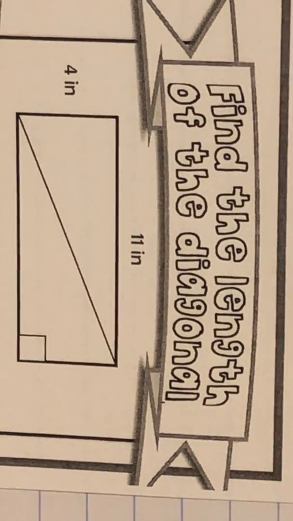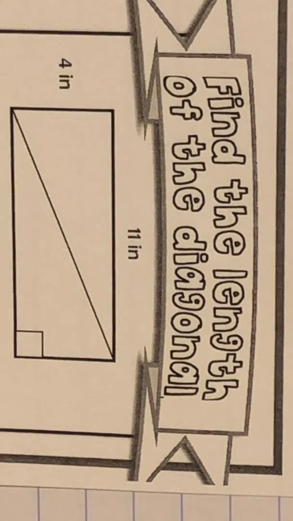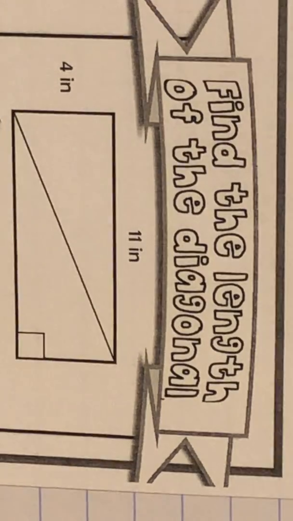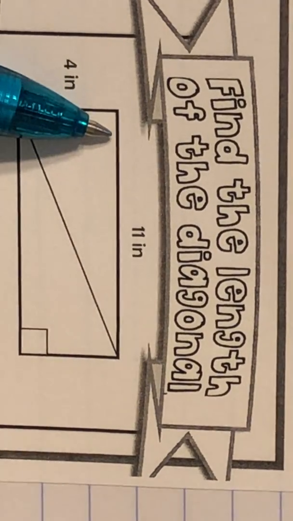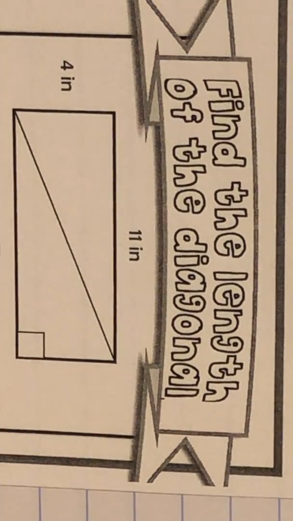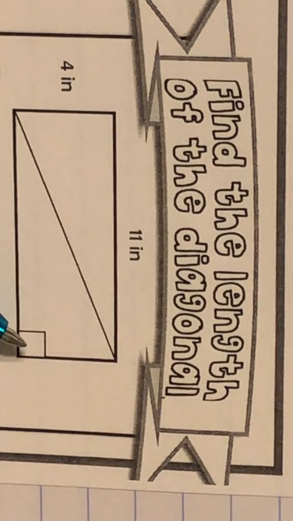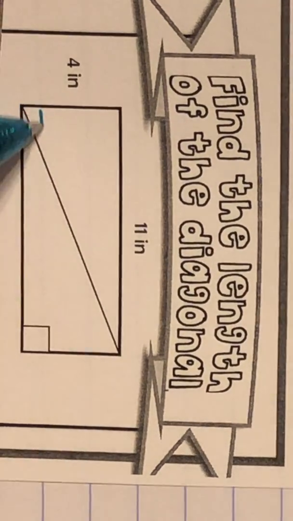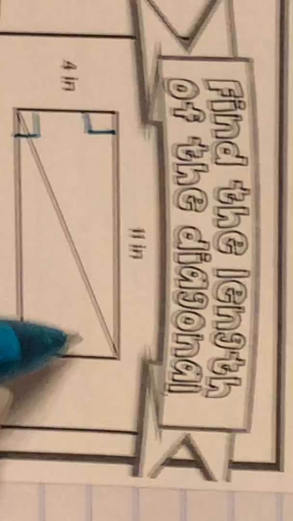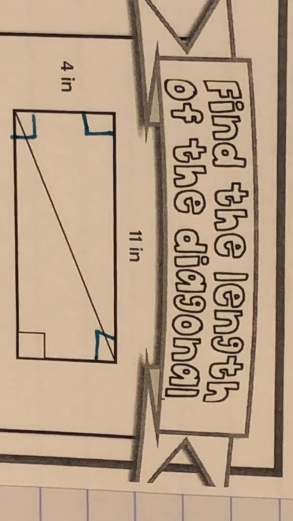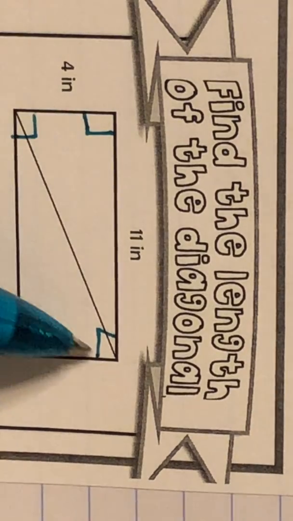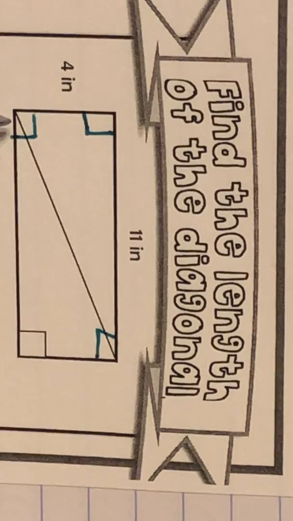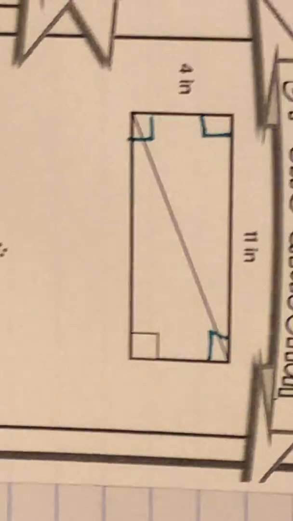My second try it problem says find the length of the diagonal. So this is a rectangle. So rectangles have 4 sides and 4 right angles, okay? So this is a right angle, this is a right angle, this is a right angle, and this is a right angle, okay? So I now have a right triangle. The diagonal is my hypotenuse, and I'm already given my 2 legs.